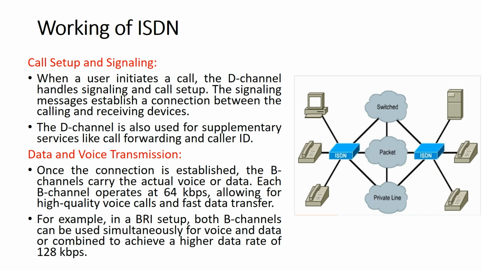Working of ISDN. As we all know, it's basic call setup and call termination. So we start from the call setup and signaling. When the user initiates a call, D channel carries the control signals. D channel handles the signaling and call setup. Then the signaling messages establish a connection between the two user equipments. Once the connection is established, the B channels start to carry the data or voice, whatever it is. B channels operate at 64 kbps, allowing high quality data transfer.